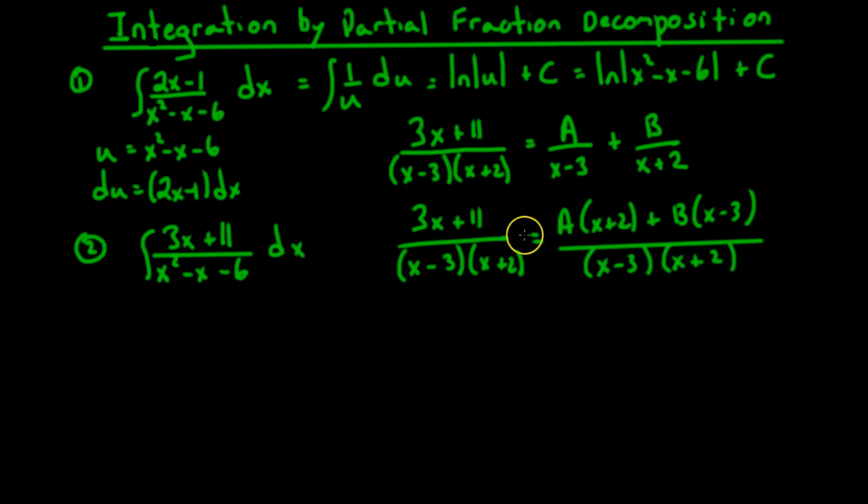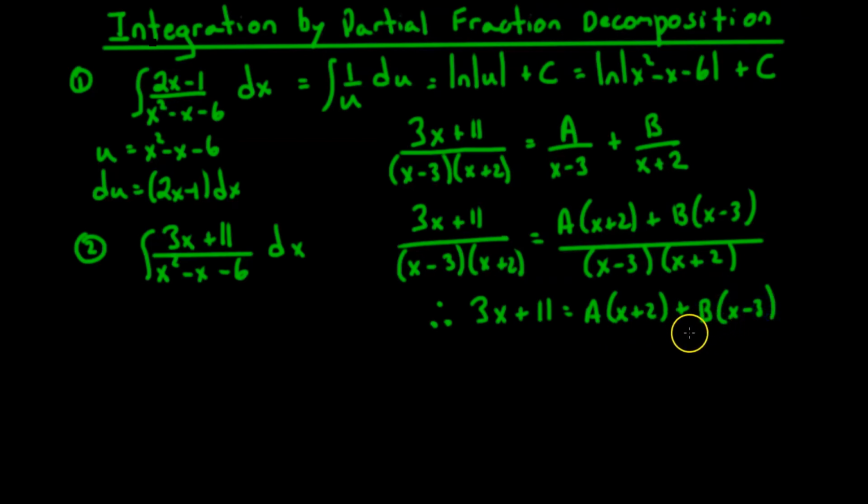So here we have an equation where the denominator is the same on both sides. So what we want to do is therefore just equate the numerator. So let's just look at the numerator here. 3x plus 11 equals a times x plus 2 plus b times x minus 3. My goal is to solve for a and b. Now I can do that using a couple values for x. So I know, for example, if x is negative 2, a is going to disappear because this bracket's going to be 0, and 0 times a is just going to be 0.